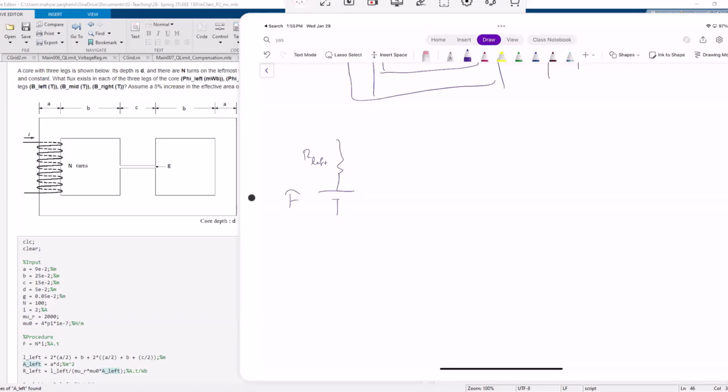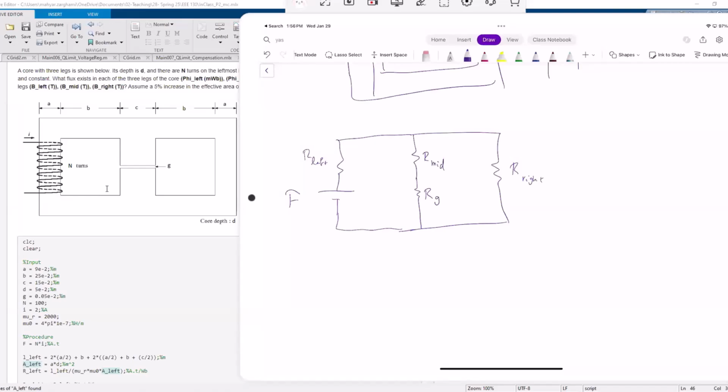Then you would have one reluctance on the middle side and one reluctance on the right-hand side. Also here, this middle side would really be 2 reluctances. One is associated with these 2 magnetic segments, and one would be associated with the gap. So this is going to be your magnetic circuit.